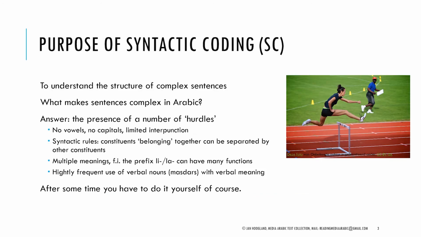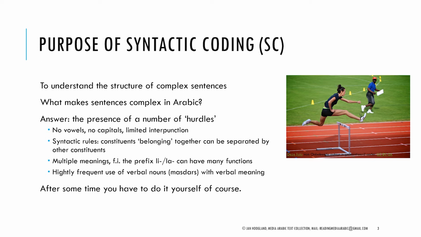Now, what is the purpose of the syntactic coding system? The purpose is to help you understand the structure of complex sentences. Now, what makes a sentence complex in Arabic? Well, the answer to that question is the presence of syntactic hurdles in the sentences. And what are hurdles? Hurdles are difficulties in understanding a sentence. These hurdles can be the result of a number of limitations we know in Arabic. For instance, the fact that vowels are not written, that there are no capital letters, that interpunctions, so commas and full stops, can be limited.